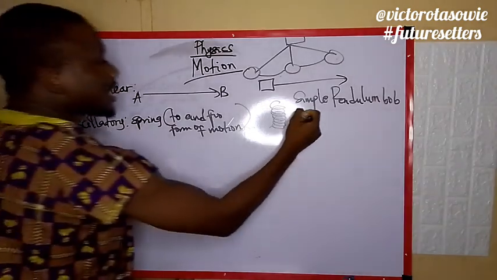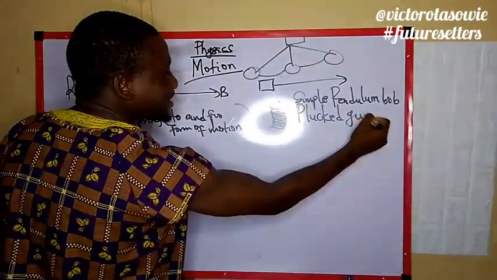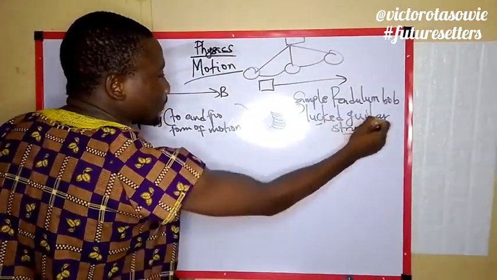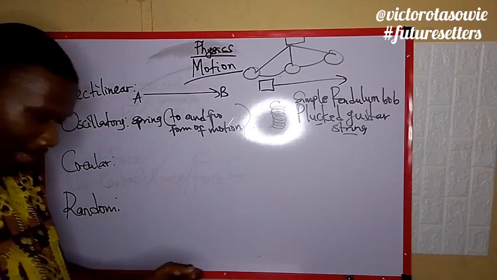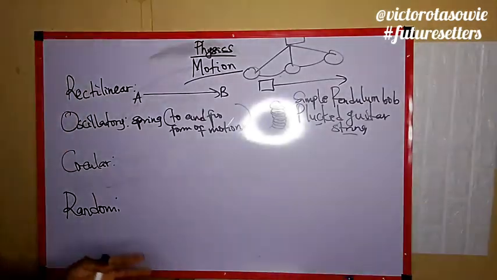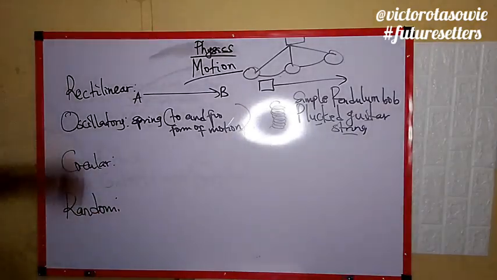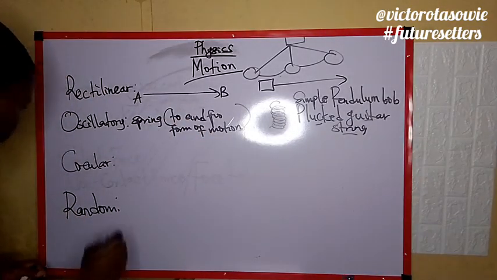We can also talk about a plucked guitar string. It's another example under this oscillatory form of motion because it will vibrate and come back to that same point. That is oscillatory form of motion, a to and fro form of motion.